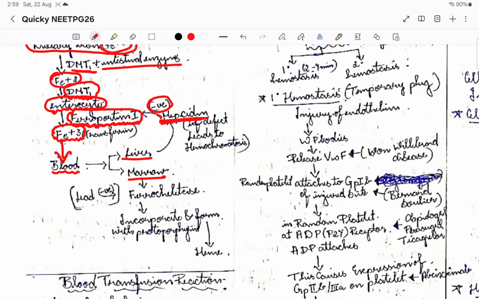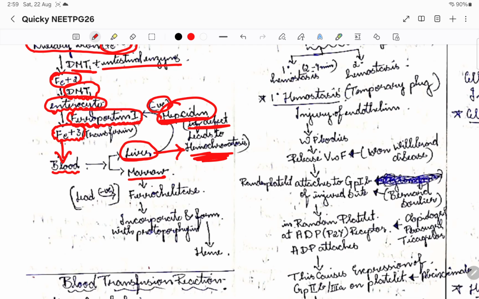If there is a defect in hepcidin, that is when we'll get a pathology called hemochromatosis. Hemochromatosis happens because there is a defect in hepcidin activity. So there is no negative feedback on ferroportin and increased iron absorption is seen, and all this iron starts getting stored in our liver and our body. That is when we call it hemochromatosis.